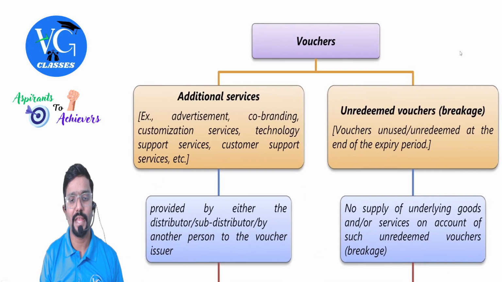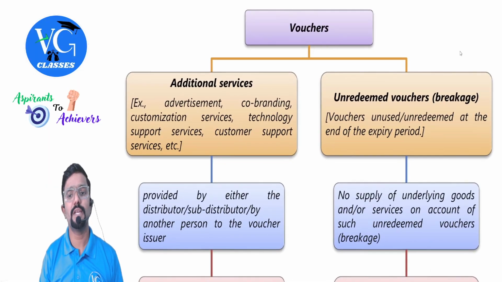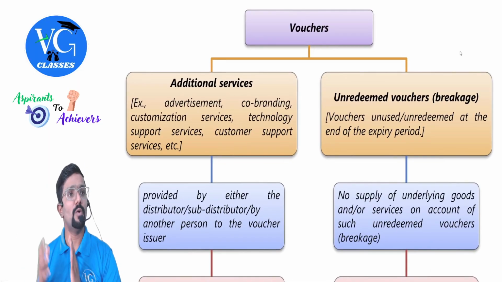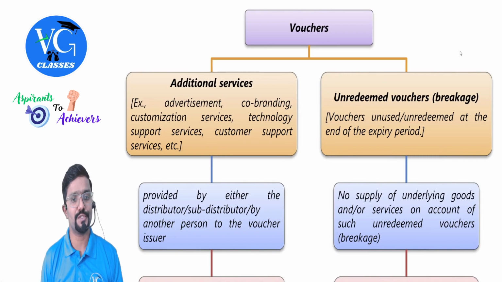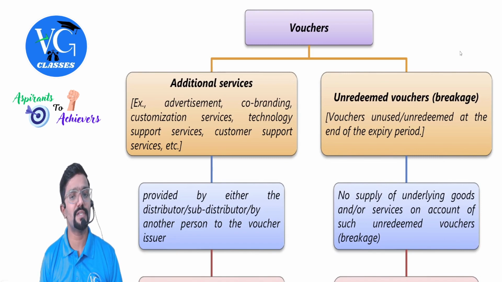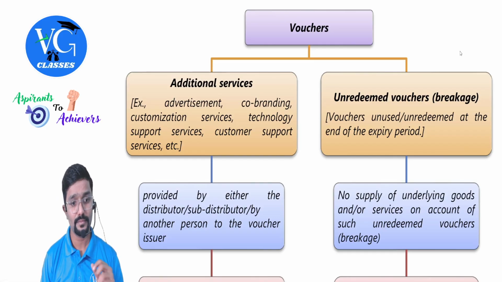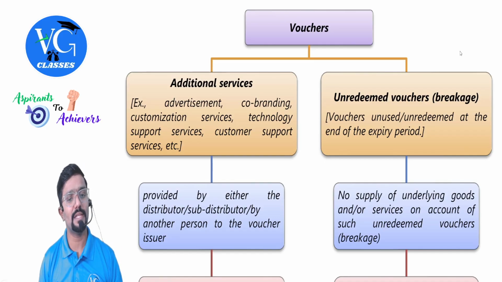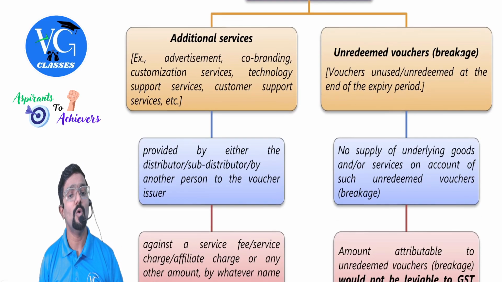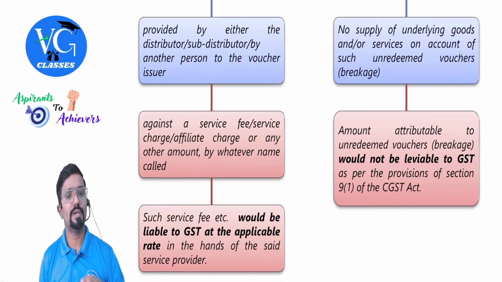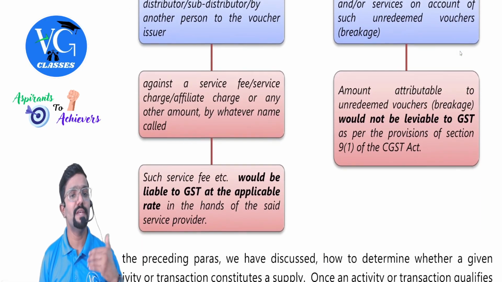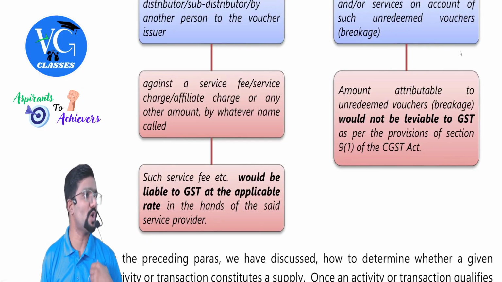Next one, vouchers again. Additional services, unredeemed vouchers. First, additional services. Example, advertisement, co-branding, customization services, technology support services, customer support services, etc. Provided by either the distributor, sub-distributor, or any other person to whom? Voucher issuer. Against what? Service fee, service charge, affiliate charge, or any other amount by whatever name called.